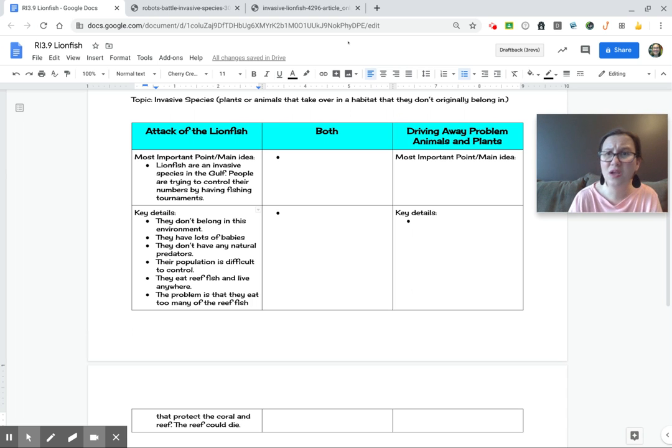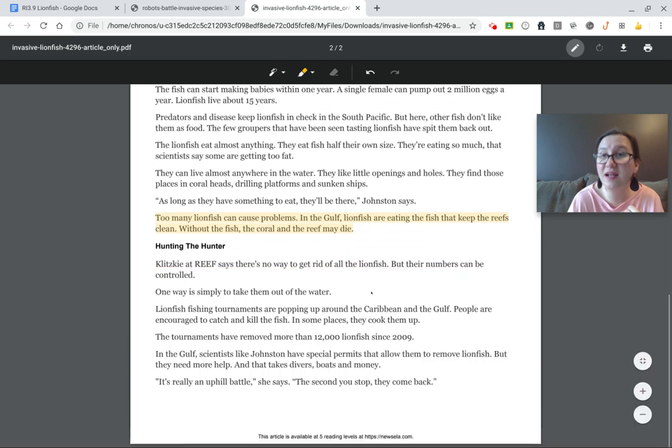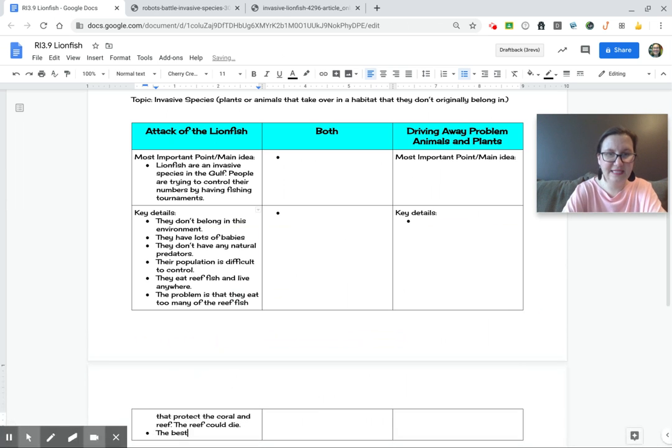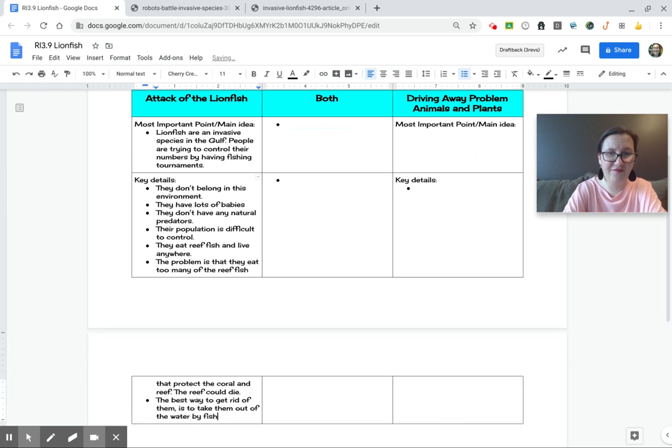So like I thought before, what are they going to do about it? I think that's what our last section or heading was all about. Hunting the hunter. So they say the best way to get rid of them is to take them out of the water. How do you get fish out of the water? You go fishing. So it looks like they have these tournaments where they take fish out of the water. So let's add that here. The best way to get rid of them is to take them out of the water by fishing for them.